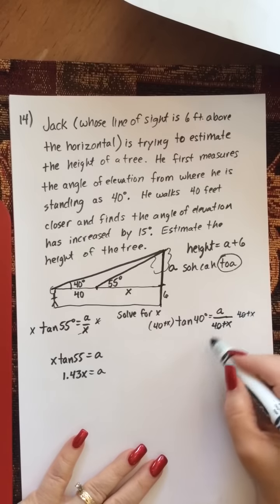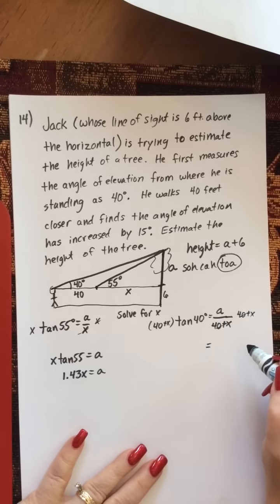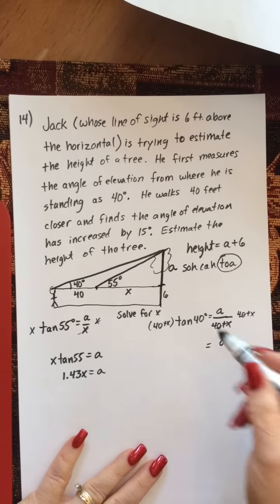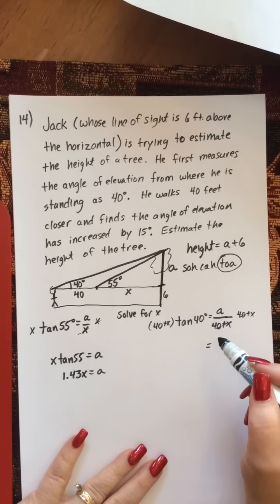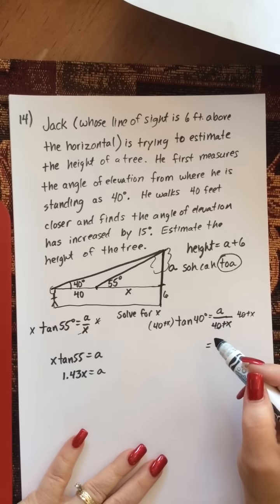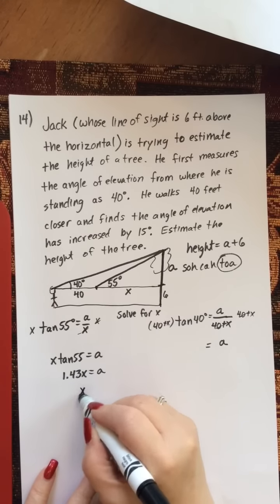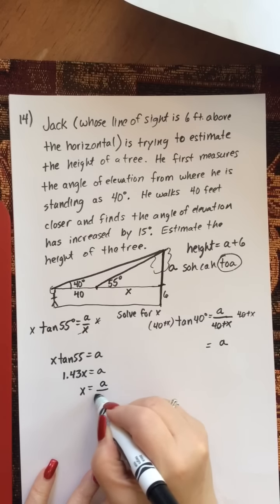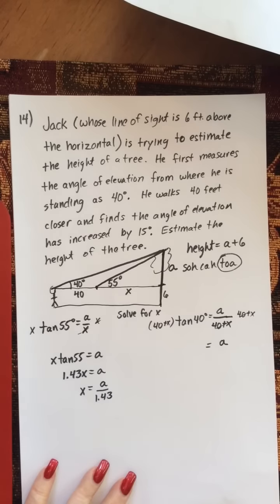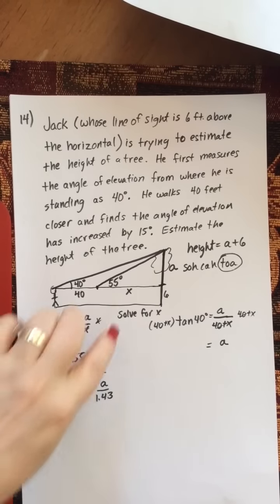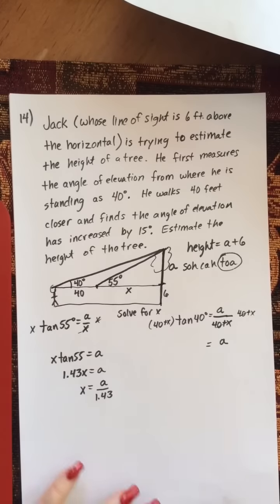So that these cancel, and I get a is equal to... it looks like I'm solving for a instead of solving for x, doesn't it? But I'll fix it in a minute. This one then would be x is going to be equal to a divided by 1.43. True? That's what x is equal to? Because I said here I was going to solve for x.